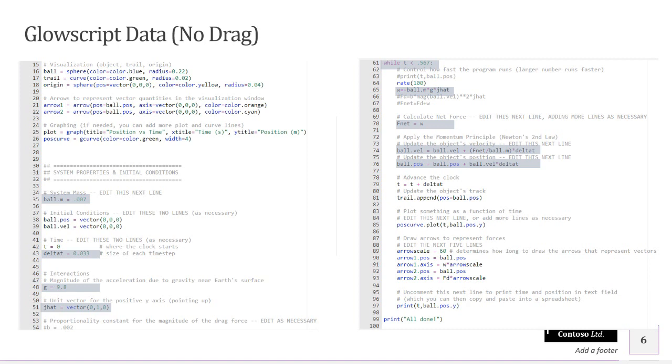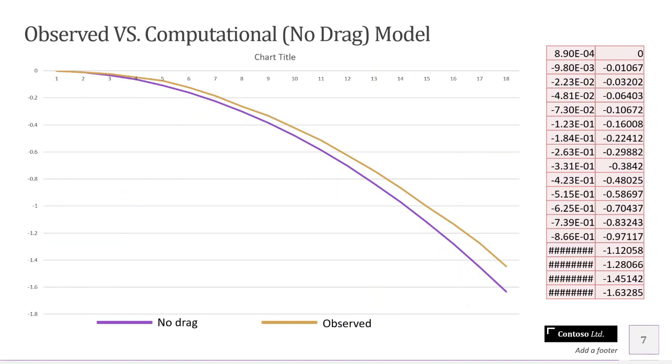Since we're computing for no drag, b, the proportional constant, is not used to find the net force. From this, I set the net force equal to the weight force, and then use the position and velocity update equations to get the motion of the lip balm. Here is the graph of the observed versus no drag computational model. As you can see here, the purple is the no drag and the orange is the observed. But in the beginning, they tend to be together. Towards the end, they start to spread out. They spread out because we know there must be some force acting upon it.